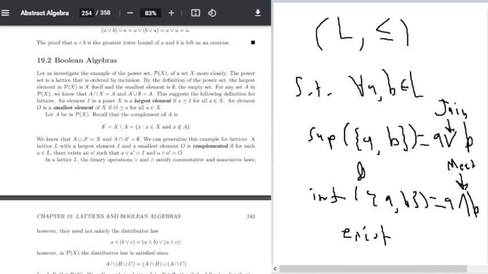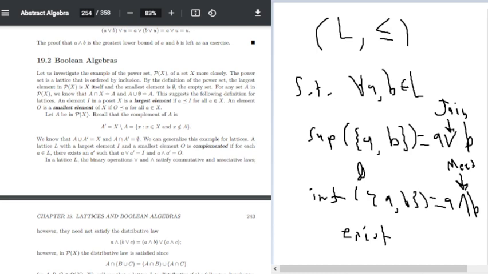Boolean Algebras. Let us investigate the example of the power set P(X) of a set X more closely. The power set is a lattice that is ordered by inclusion. By the definition of the power set, the largest element in P(X) is X itself, and the smallest element is the empty set.